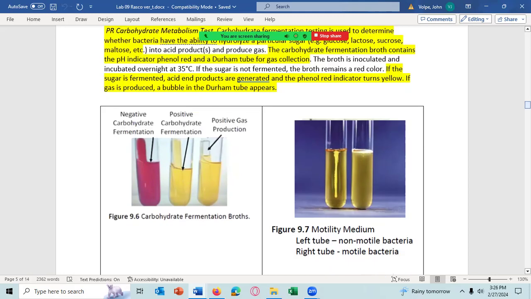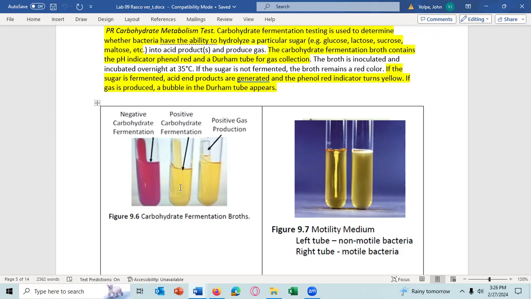One problem with this test is it also has protein in the media. And once all the sugar is fermented, especially if you have a very quick growing organism like E. coli, if you incubate it for too long, all of the sugar will be metabolized. And then the bacteria, instead of being inactive, will start utilizing the proteins in the media.